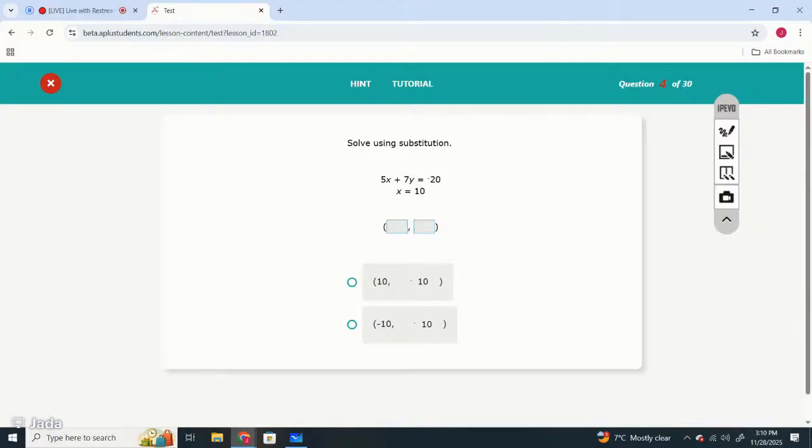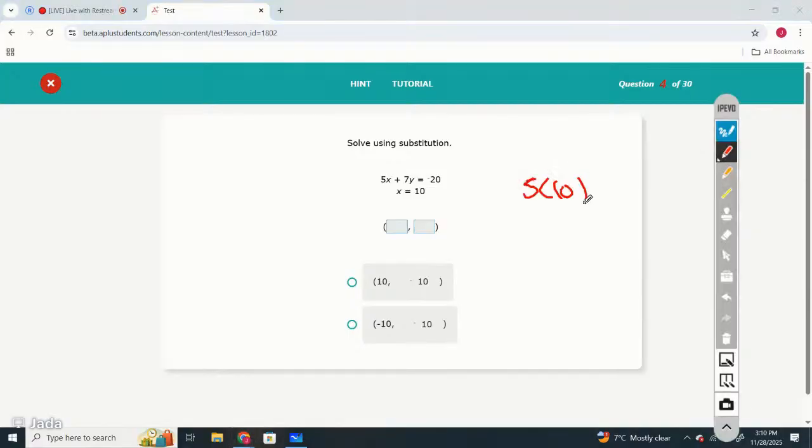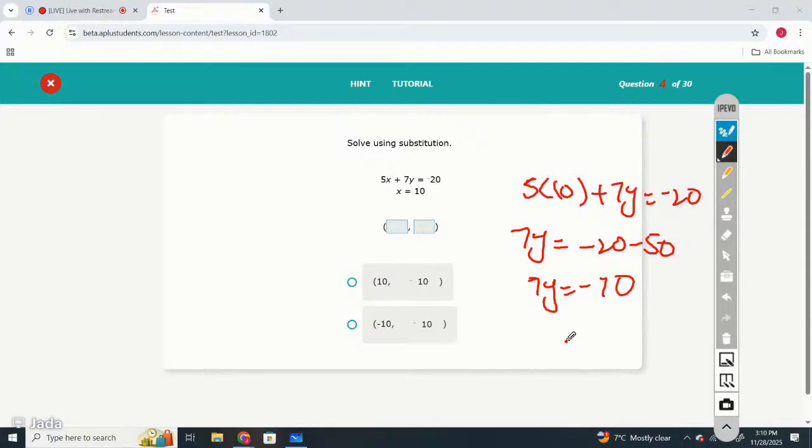Solve using substitution. 5x plus 7y equals negative 20. So x equals 10. Let's substitute x equals 10. 5 times 10 plus 7y equals negative 20. 7y equals negative 20 minus 50. So 7y equals negative 70. y equals negative 10.